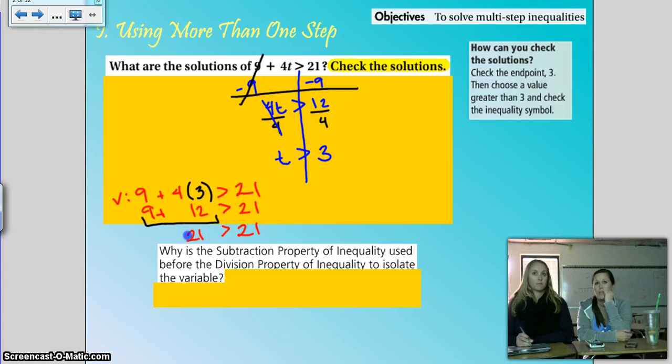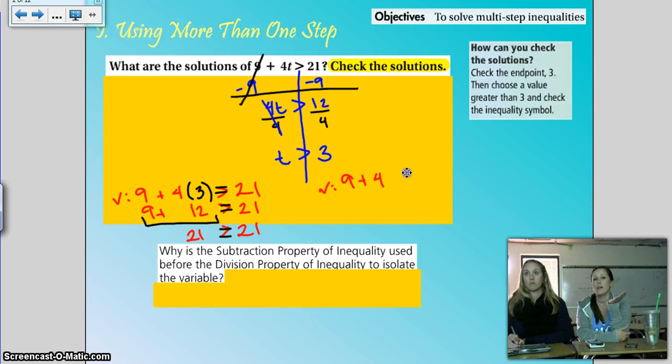So what do we do here? I don't know. Well, there's supposed to be an equal sign when you check them. Check the endpoint, then choose the value greater than 3. If you use that one, it has to be an equal sign, or pick a value that's greater than 3, like 4.